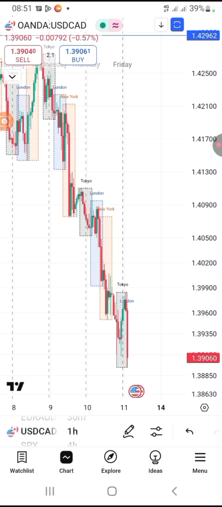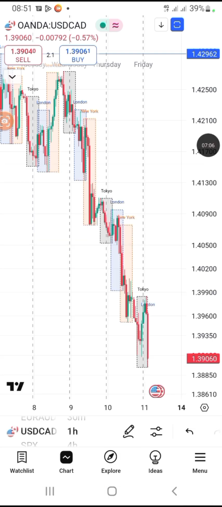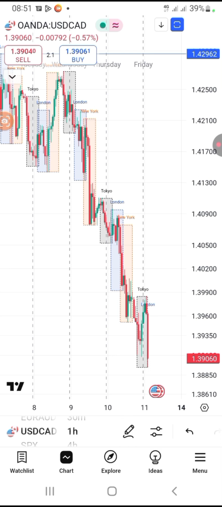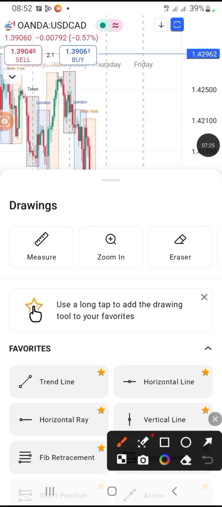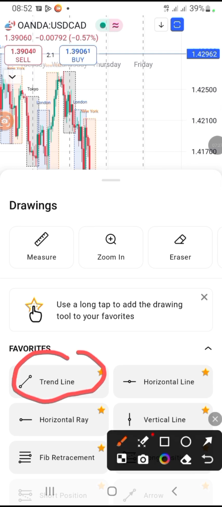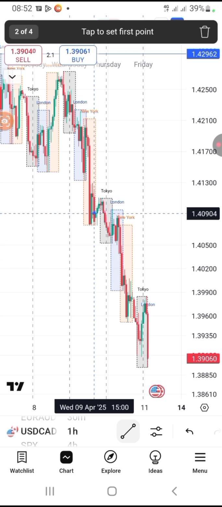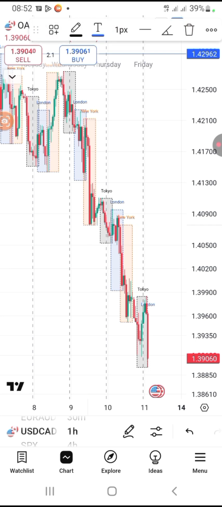So if you want to mark a break of structure when you're using a mobile device, you just come to this place. I don't know how your TradingView looks, but if you look down here, you see something like a pen. Tap on this pen, and then you see trend line. Click on this trend line and it will bring out what you can use to map out the trend. I don't know why this is not mapping out. Actually it's supposed to map out, but I believe the network is affecting it.